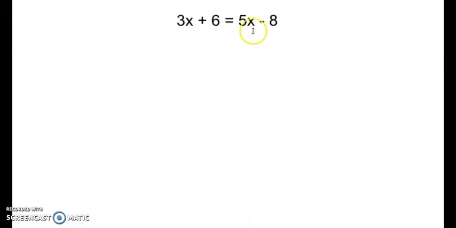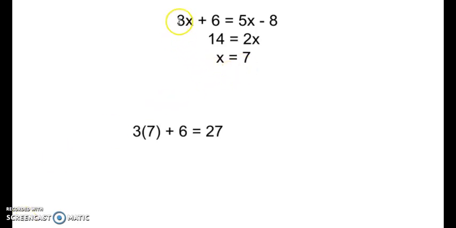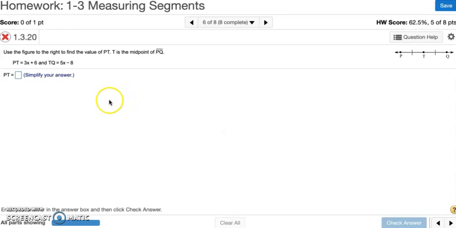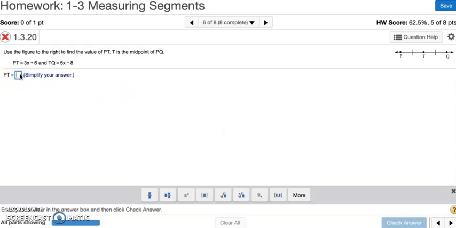So subtract 3x from both sides and add 8 to both sides to solve it. So you get 14 equals 2x, and divide both sides by 2, and you get x equals 7. Substitute 7 in for 3x plus 6, and you get 27. So let's type that in. So PT is 27. Remember, just substitute your value of x in for one of these, and you'll get 27.